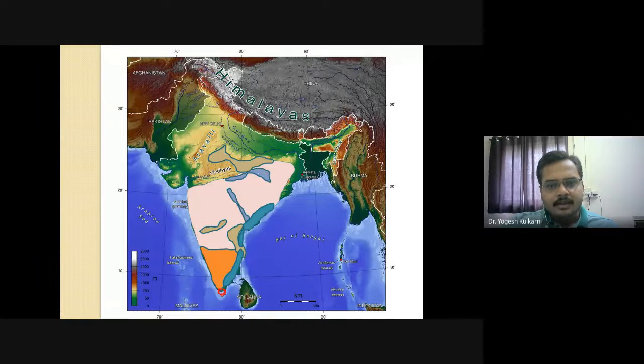Okay, these are referred to as the Godavari Rift Valley, Mahanadi Rift Valley. Okay, there are different rift valleys. Through them now the rivers are flowing.